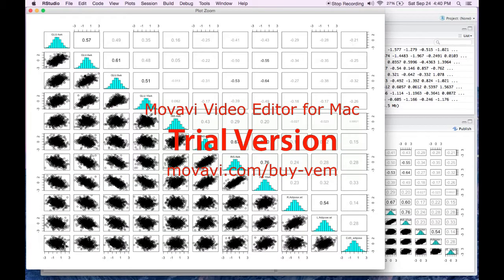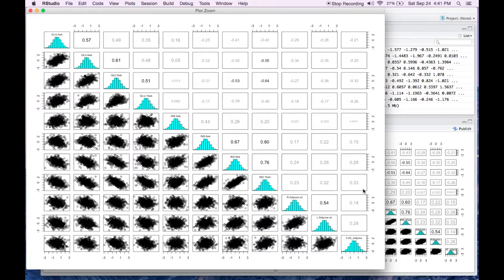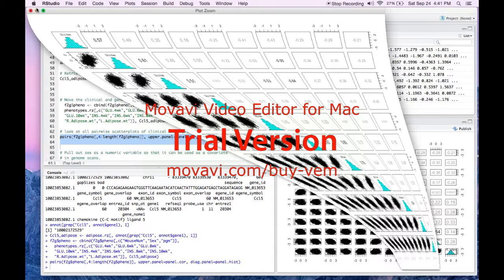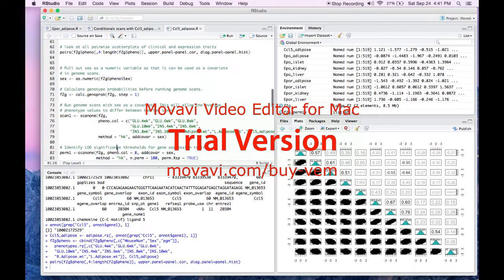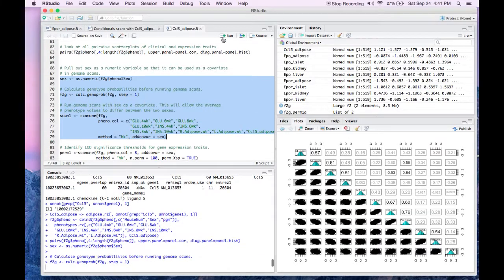Looking at it, we look at this column only because we don't want to know how the phenotypes are related to each other. We just want to know if they're related to the gene. It's showing correlation values. The strongest one seems to be here at insulin at 10 weeks. But these just give you a clue of what's going on. So now we're going to pull out sex as a covariate and run our first scan.